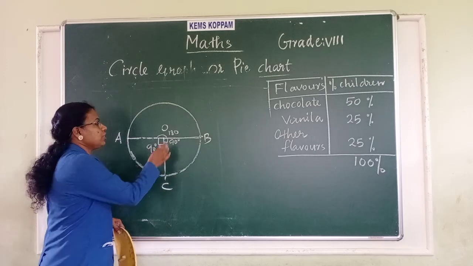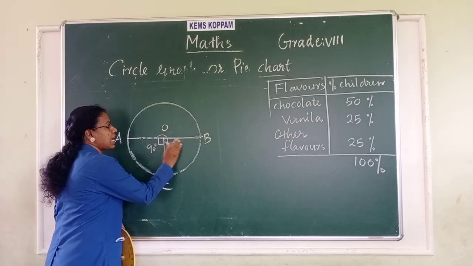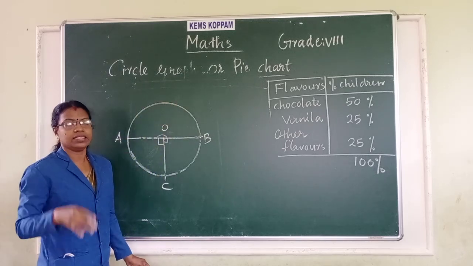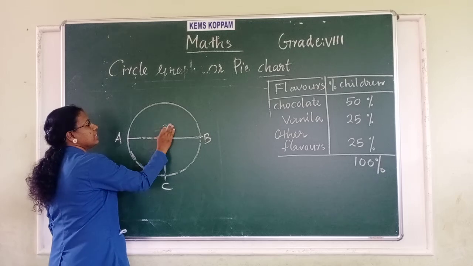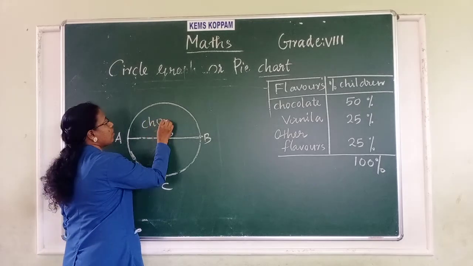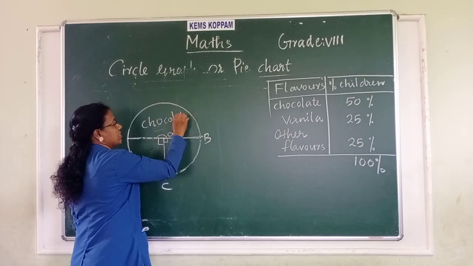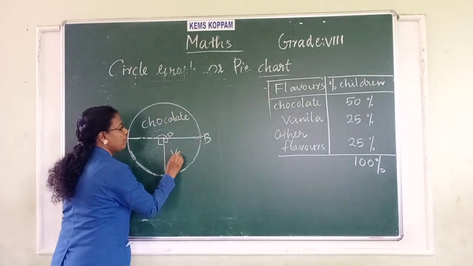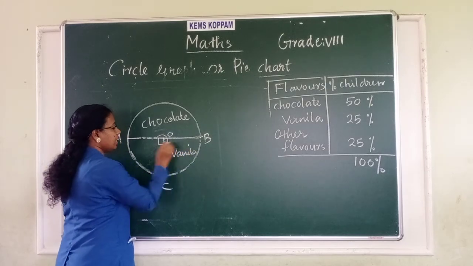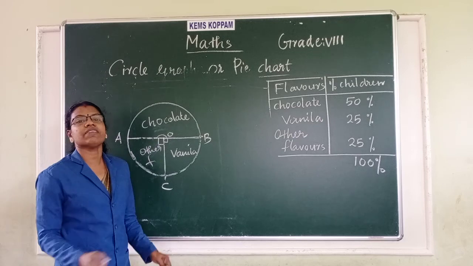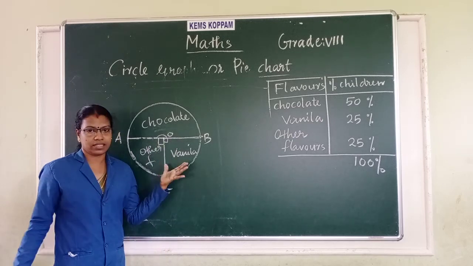Now no need to mark these angles. You just write the flavors. Just note down the flavors. This sector, the highest one, represents the flavor chocolate. Then the second one is vanilla, and this is other flavors. This way you can draw a pie chart.